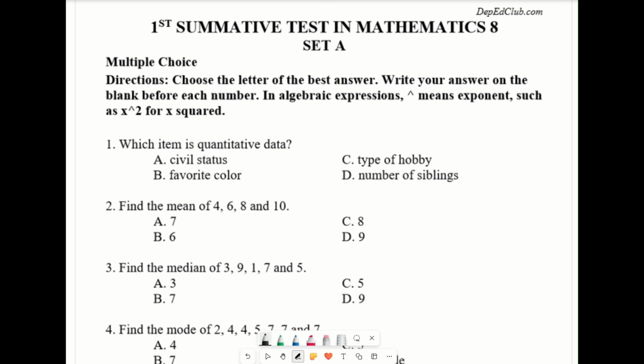It says here, choose the letter of the best answer. Write your answer on the blank before each number in algebraic expression. So that one means exponent. Okay, this one. And then such as x, and then that will be x squared. Okay, so it means this one, it's written as x squared po.